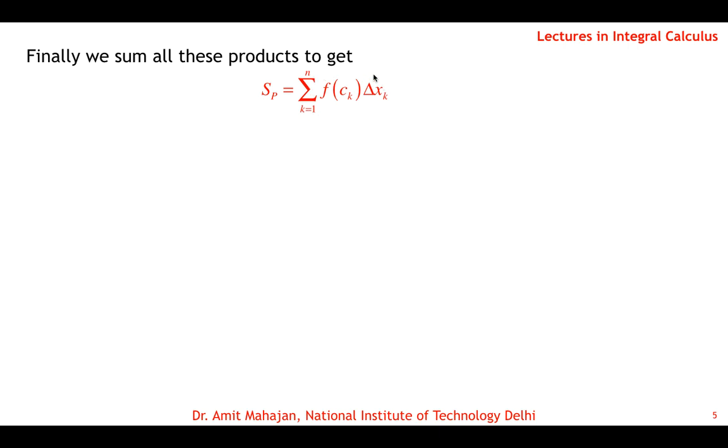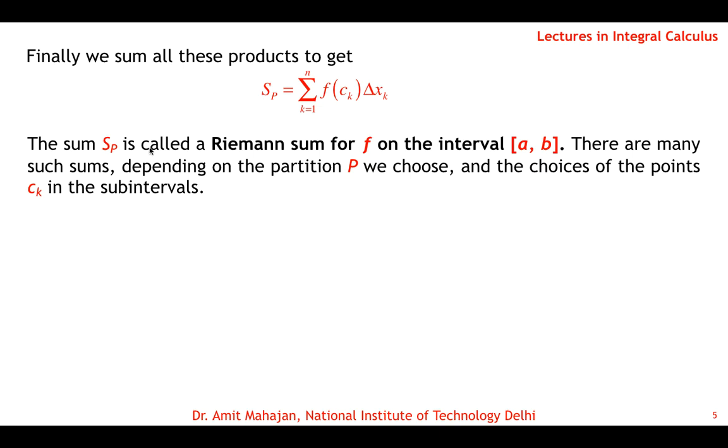So if we add all these up, we denote it by Sp, and this sum is called the Riemann sum for f on the interval ab. Okay, so there are many such sums depending on the partition we choose, and the choices of points ck in the subintervals.